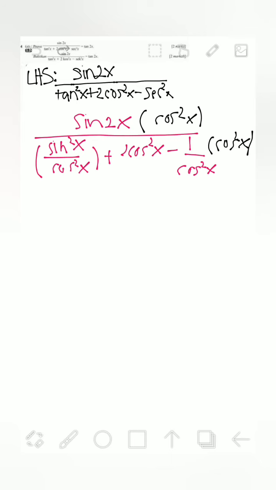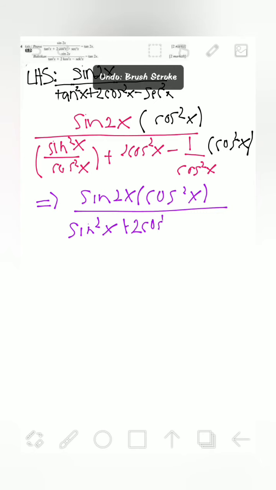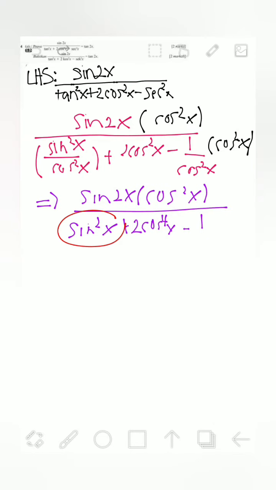So this simplifies into sine 2x times cosine square x. Also this cancels with that, so we are left with sine square x plus 2 cosine square x times cos square x, which gives 2 cos to the 4th x, minus, this cancels with that, minus 1. If you are familiar with this identity, we have sine square x minus 1, and you will be familiar with 1 minus sine square x.